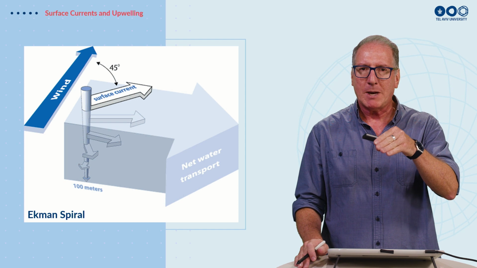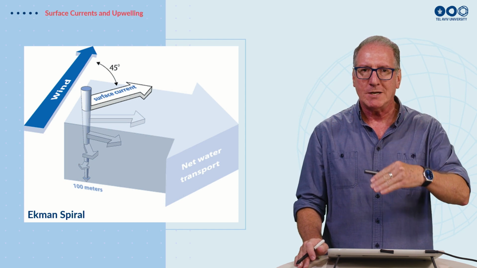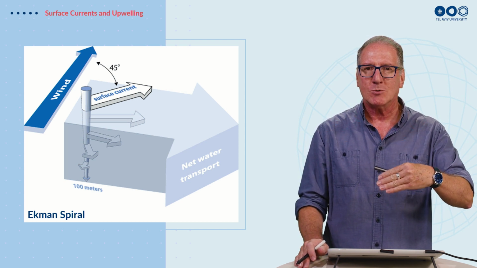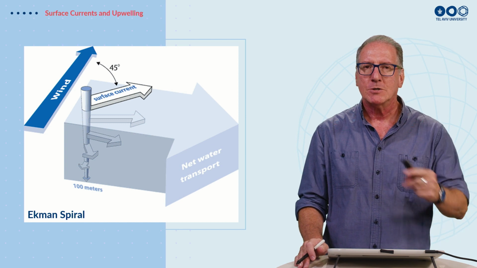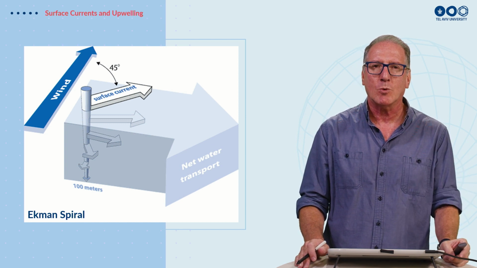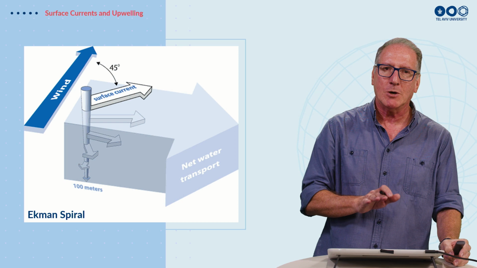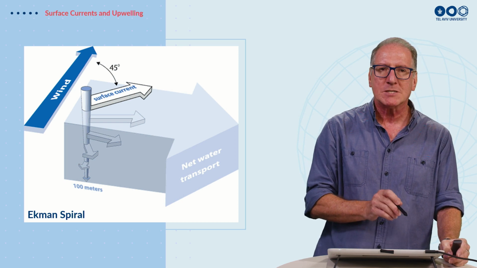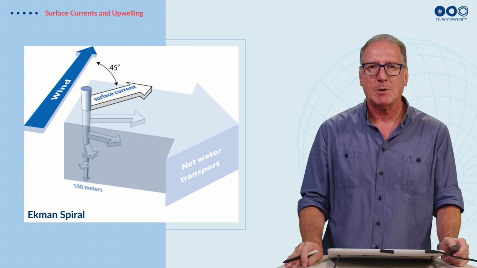But that top layer is going to push the water underneath it, and that water underneath it will be turned also to the right of the original flow of the water. That will affect the water below it. And you can see we get this spiral we call the Ekman spiral.